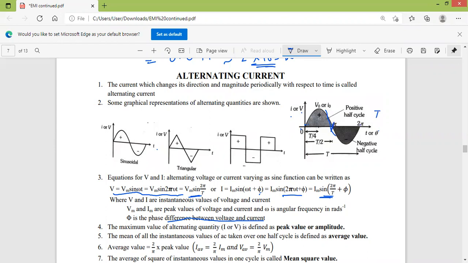For a half wave, it's T by 2, mentioned here. Next, the time taken by the current or voltage to reach its peak value, V naught or I naught. This is the peak value, represented by I naught or V naught here. The time taken by the current or voltage to reach peak value from 0 is T by 4.